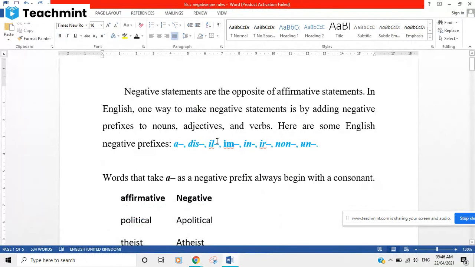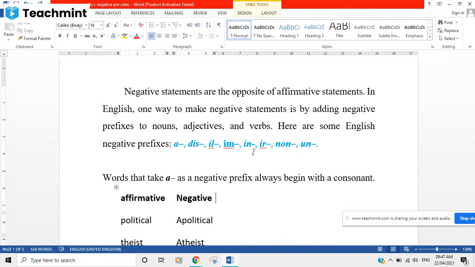Now, I told you that there are some negative prefixes by using which we turn a word into negative, right? Like adding a before a word, or dis, il, in, ir, non, and un. Now, in this lecture, I will tell you how to recognize or identify a negative prefix that we can use before a word to make it negative.